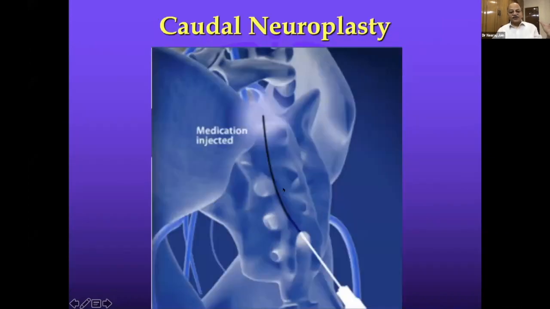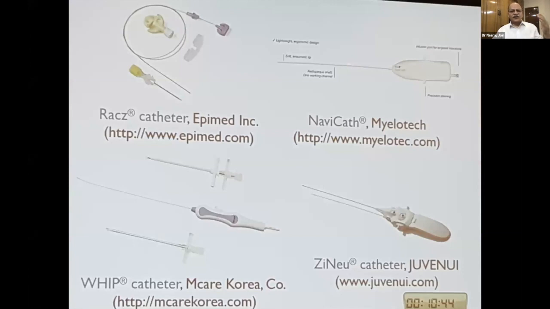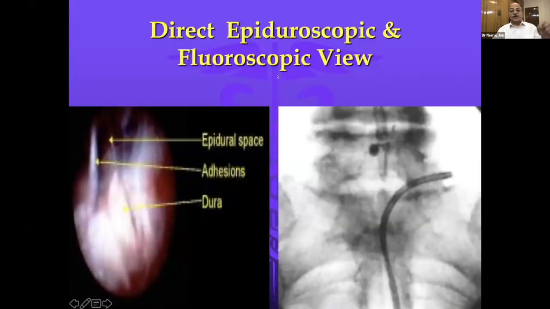Now the last few slides are on caudal neuroplasty. These Koreans are very, very smart. We keep talking and all, and they go ahead and get commercial products ready. So I did a talk that time, and they had a product ready in a few months. So these are the malleable ones. They can do the malleability, they can do navigation inside, and they have a balloon tip also now. Balloon-tipped probes are there now, which can go inside.